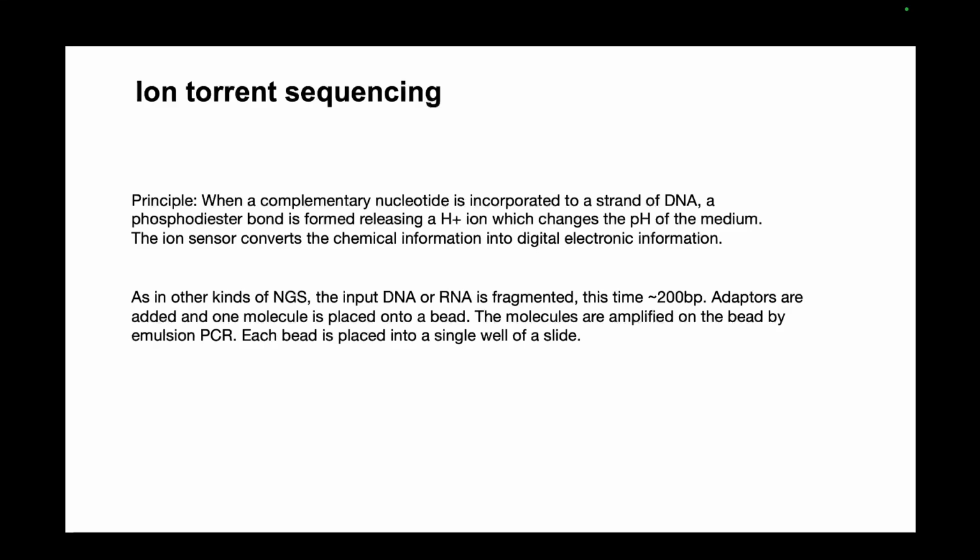Another type of sequencing technology is Ion Torrent sequencing. The principle here is that when a complementary nucleotide is incorporated into a strand of DNA, a phosphodiester bond is formed, releasing a hydrogen ion, which changes the pH of the medium.